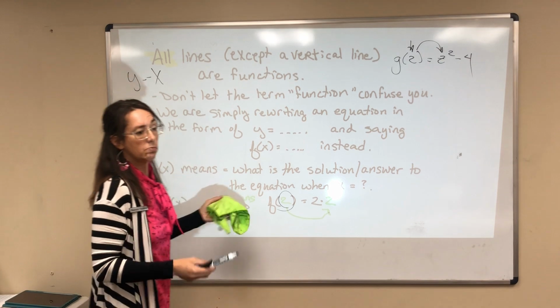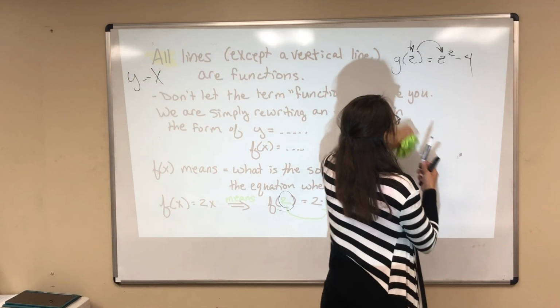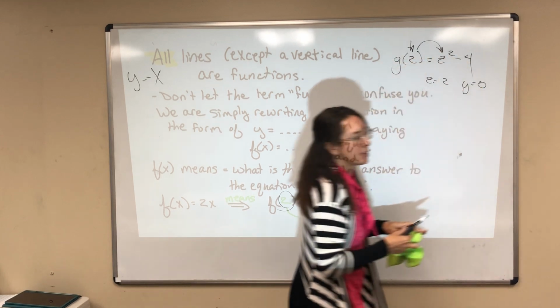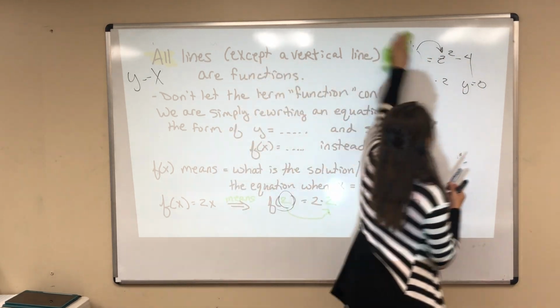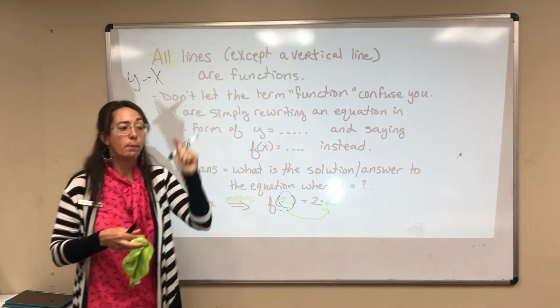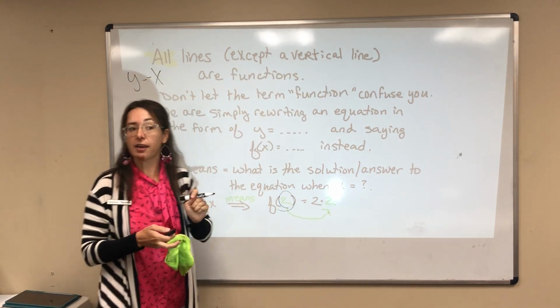So 0 equals y. Y equals 0. So when z equals 2, y equals 0. Okay, so no matter what the variable is that they use, it's just telling us put this number where you see a variable.